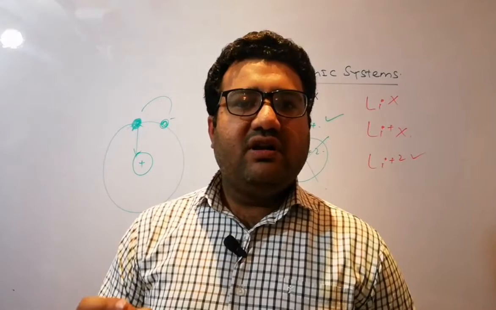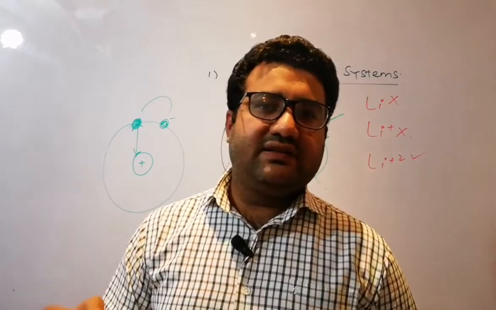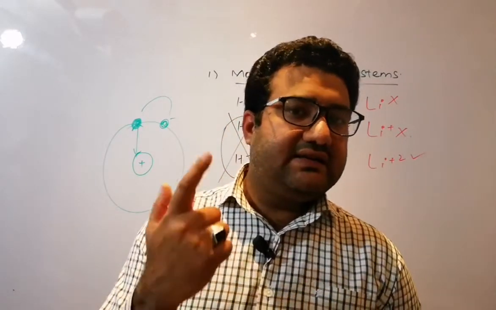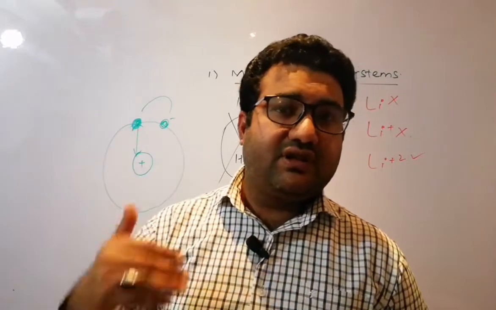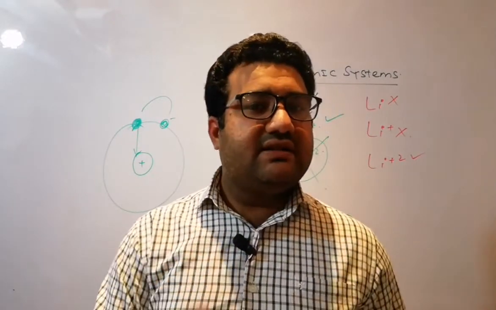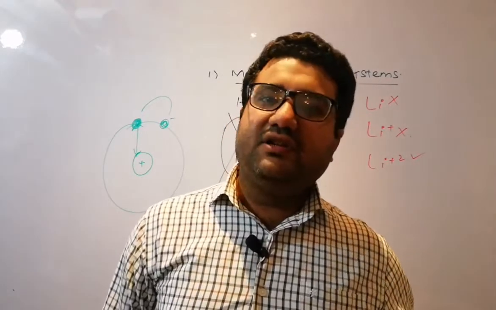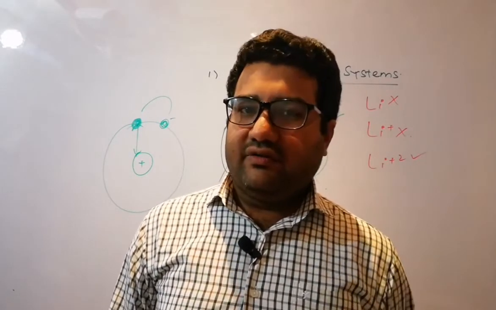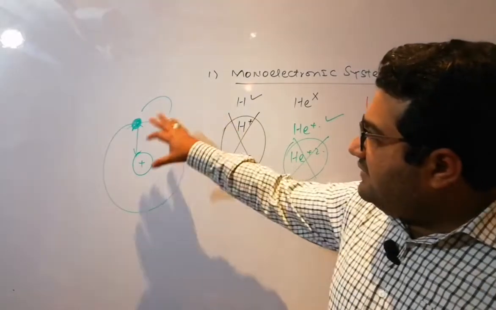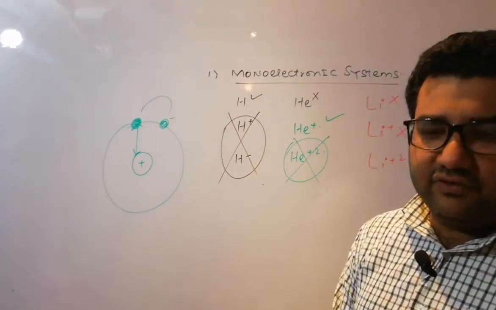So the Bohr model explains only monoelectronic systems because it only considers the electrostatic force, the Coulombic force, as we have already discussed in the calculation of the radius, in the calculation of the energy of the electron revolving in the nth orbit. So in case of a second electron, the Bohr model will flop.